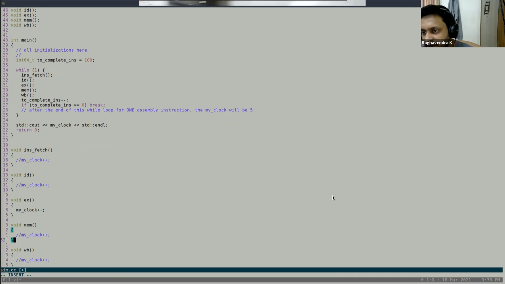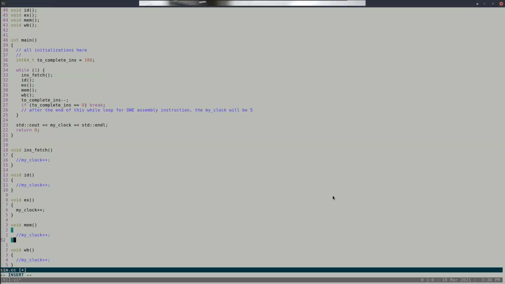What's the problem? If we have stalls in the pipeline, then what will you do? We can have a variable which we set if there is a stall and then unset it after we have used it.